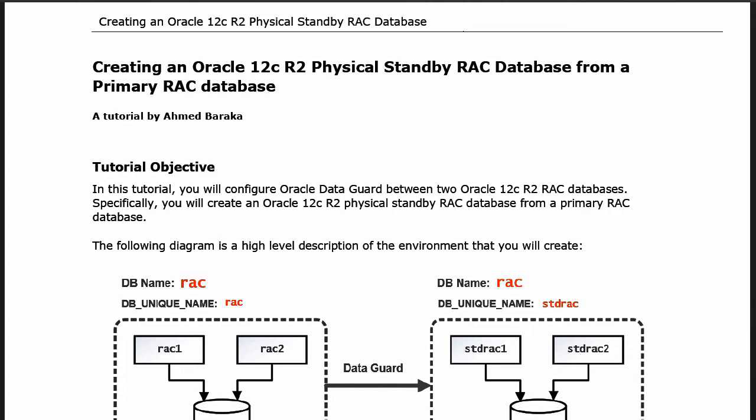As you will see in this demonstration, there isn't actually much difference between creating a DataGuard in a single instance database and a RAC database. However, it's very important to understand the difference between implementing DataGuard in a RAC database and a single instance database. And this is the main objective of this tutorial, to realize the difference between implementing a DataGuard in Oracle RAC and in Oracle single instance database.